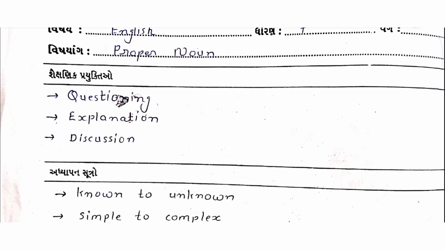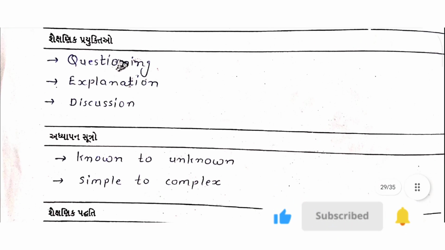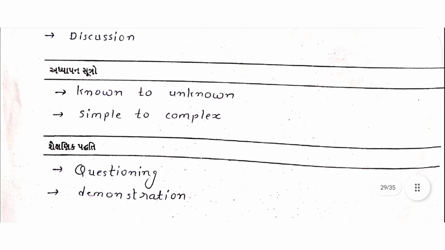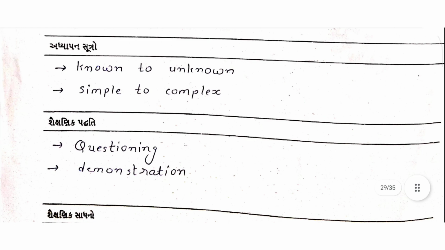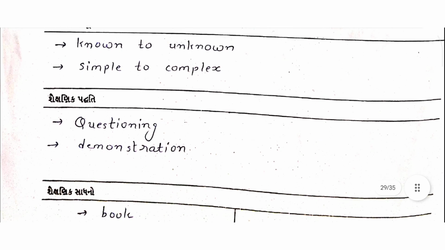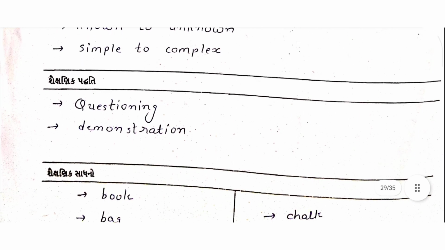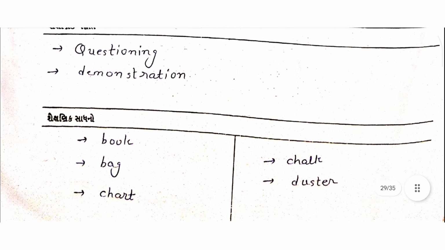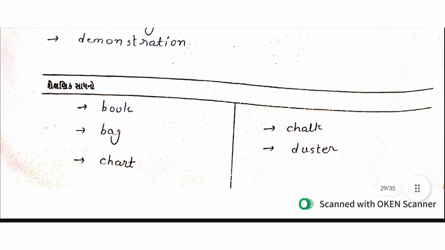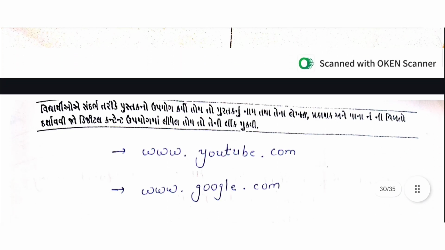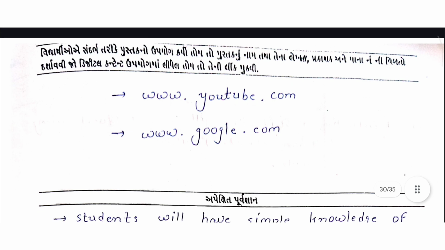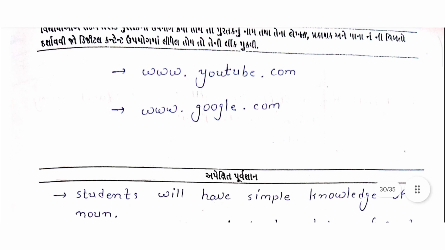Here teaching technique is questioning, explanation and discussion. Maxims of teaching are known to unknown and simple to complex. Teaching method is questioning and demonstration. And as a teaching material I have used book, bag, chart, chalk and duster. As a reference I have used YouTube and Google.